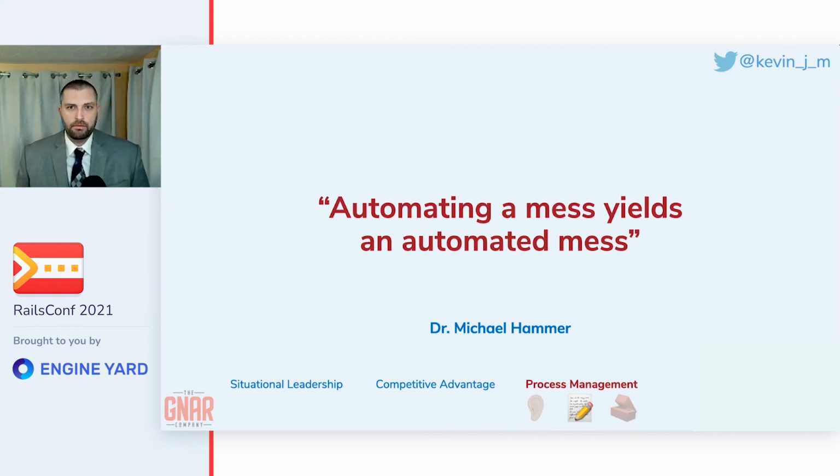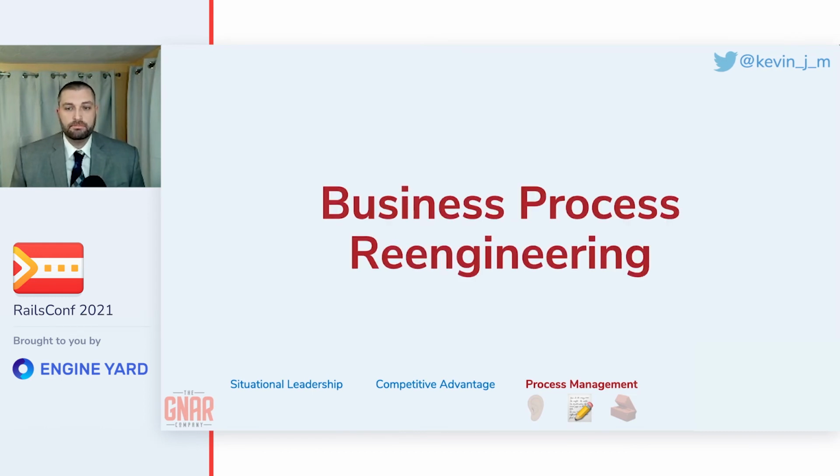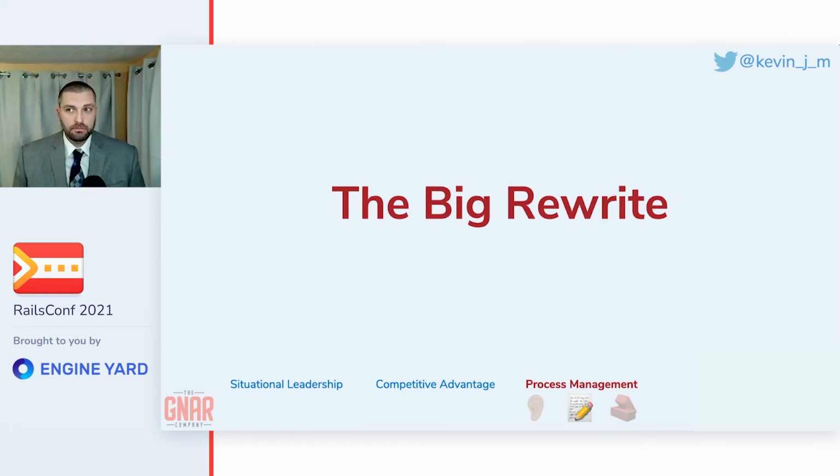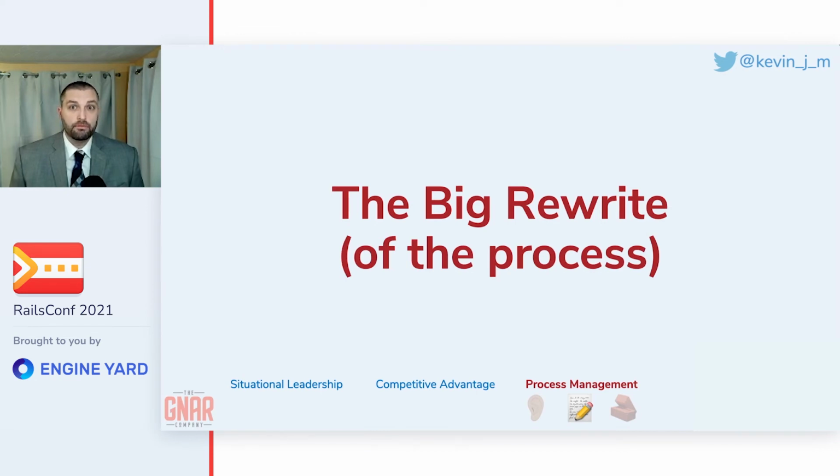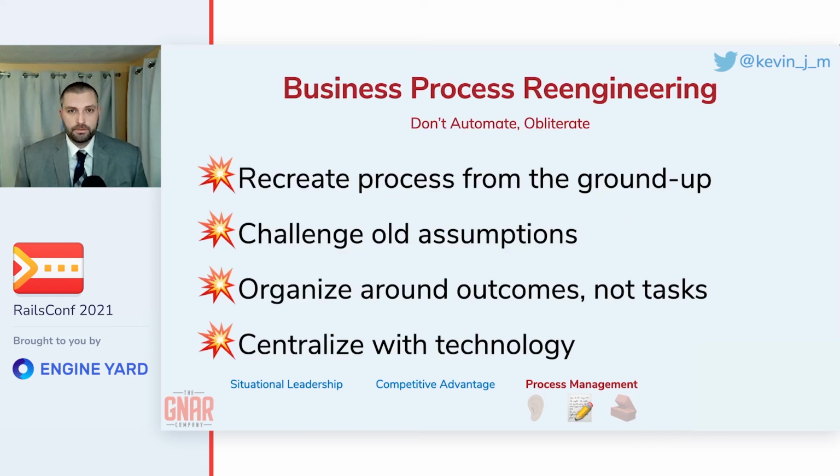And Dr. Hammer expands upon that with his most popular contribution in the field, which is something known as business process reengineering. For us technology folks, process reengineering is the big rewrite, but rather than rewriting our application in whatever language Hacker News says is cool this week, business process reengineering is the big rewrite of the process. Process reengineering involves blowing up the current process and rebuilding from the ground up. Any sort of assumptions that are built into our current model, we're going to ignore or explicitly question and make sure that they're still valid.